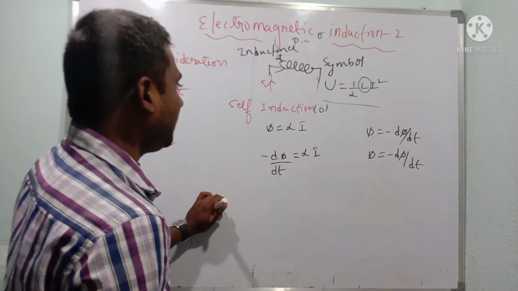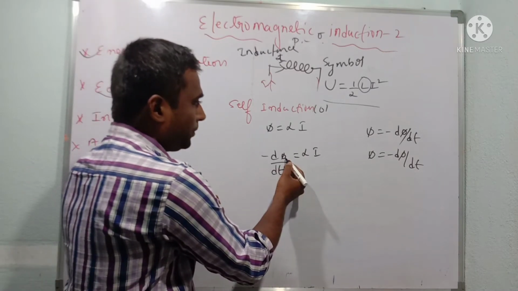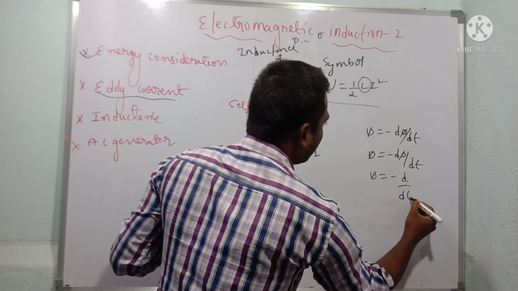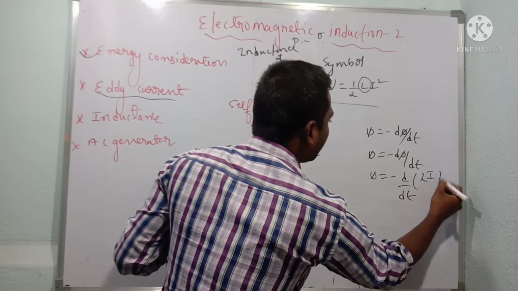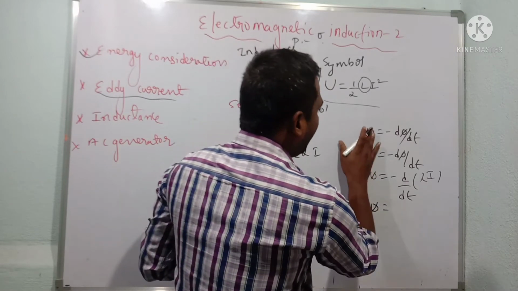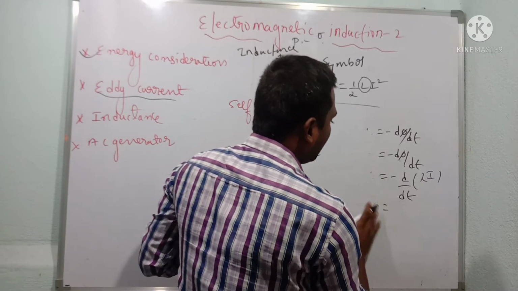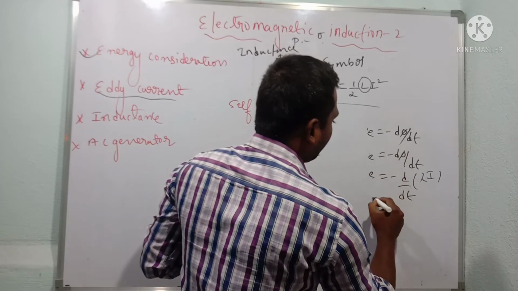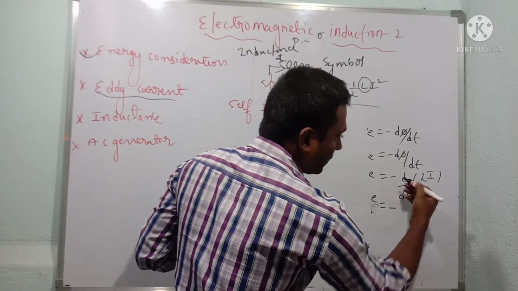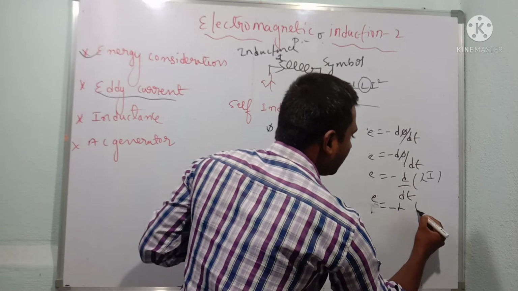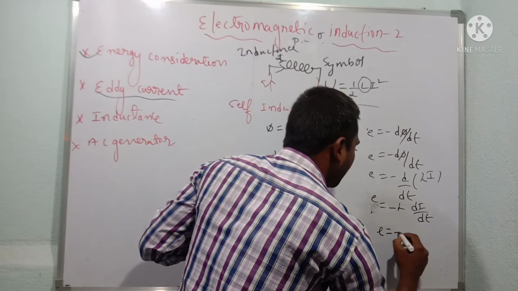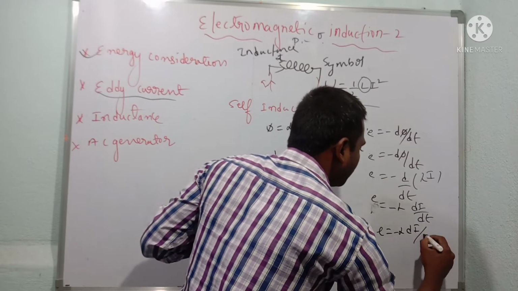Now this phi value I should substitute. If I substitute phi, it is d by dt of L into I. So the induced EMF is, what happens here? This is electromotive force, induced EMF. So it becomes minus, I am going to take the constant L outside, L di divided by dt. So this is the formula for self-induction.